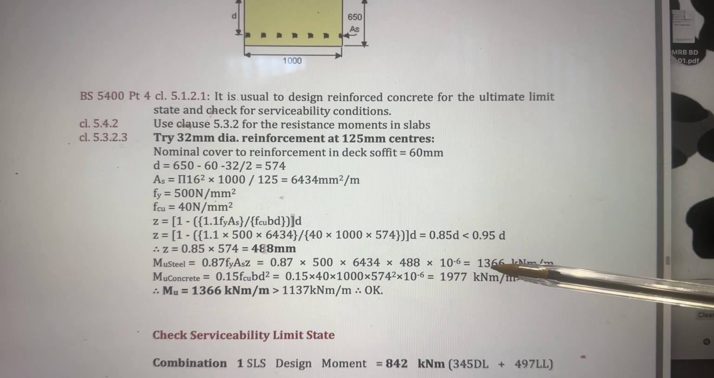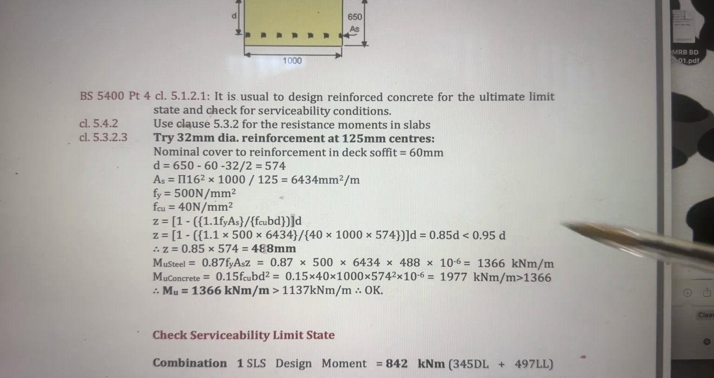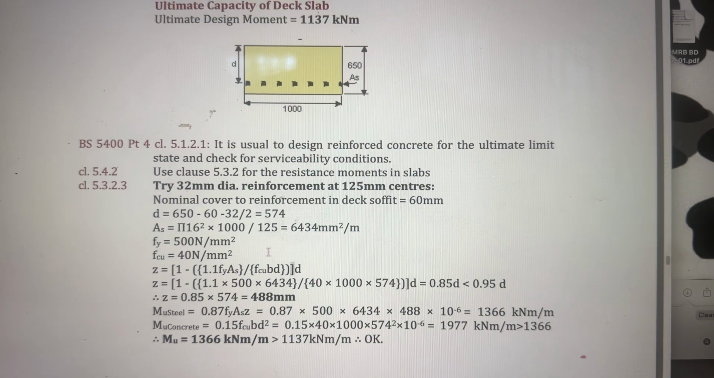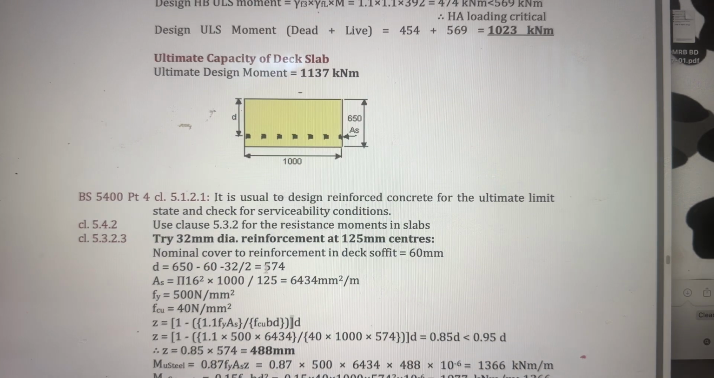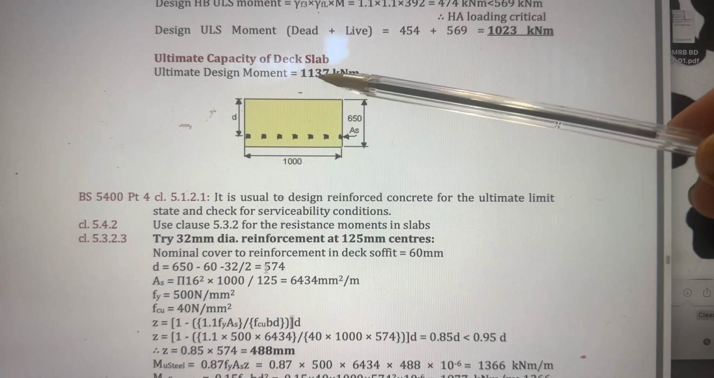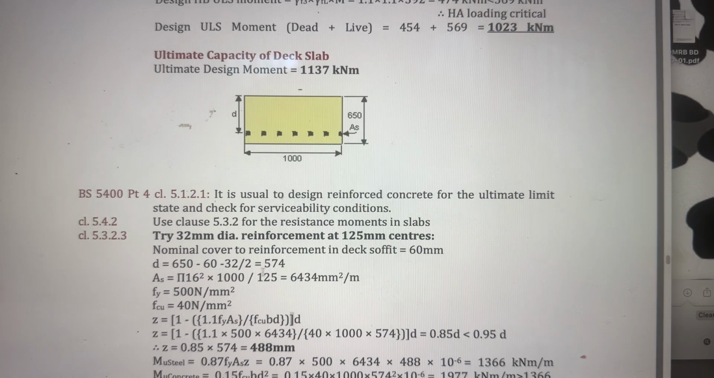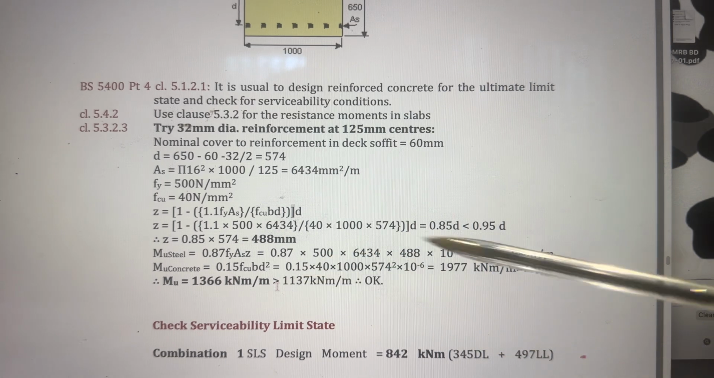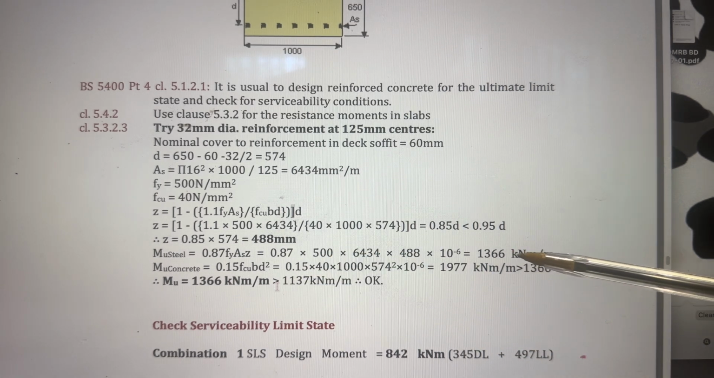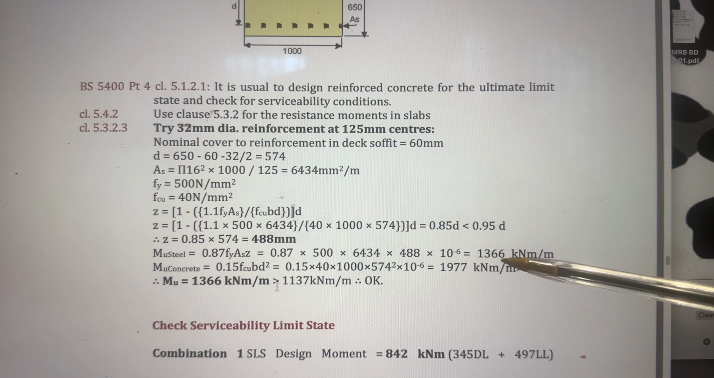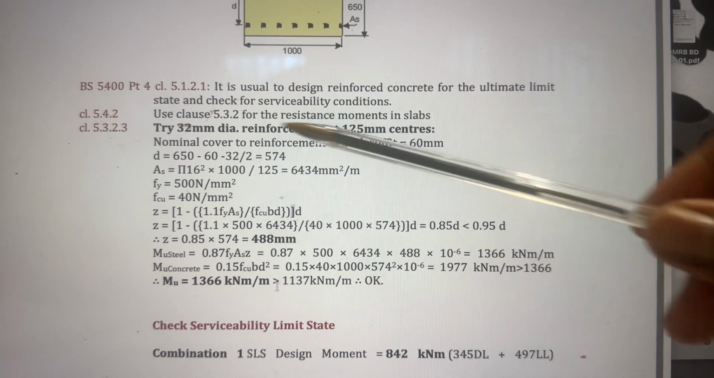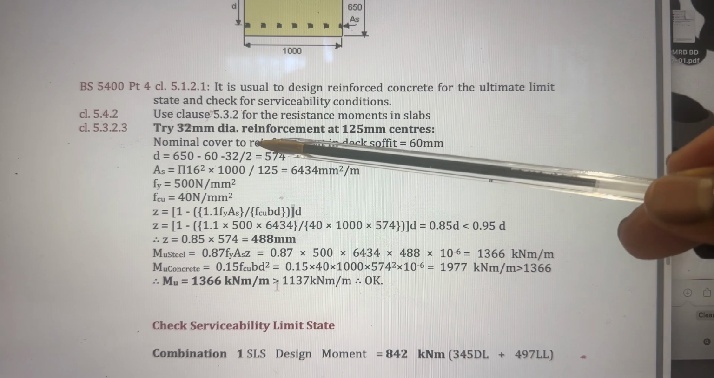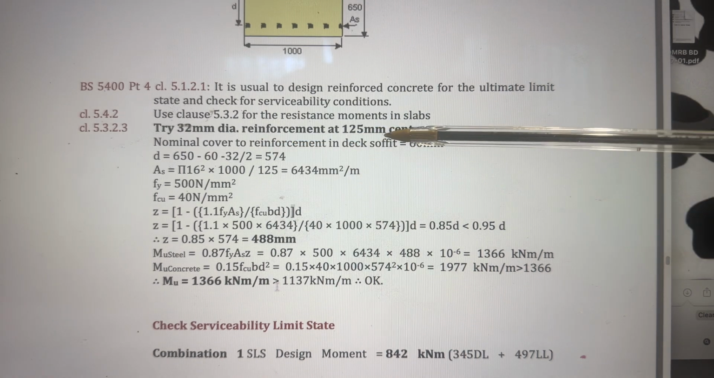as my ultimate capacity for that deck and compare it with the ultimate moment you calculated. So notice here it is 1366 kilonewton meters, and before we calculated our ultimate moment, which was 1137 kilonewton meters. Therefore, 1137 is smaller than 1366 kilonewton meters, or 1366 is bigger than 1137. Therefore, my reinforcement, which is 32 millimeter diameter at 125 millimeter centers, is appropriate.